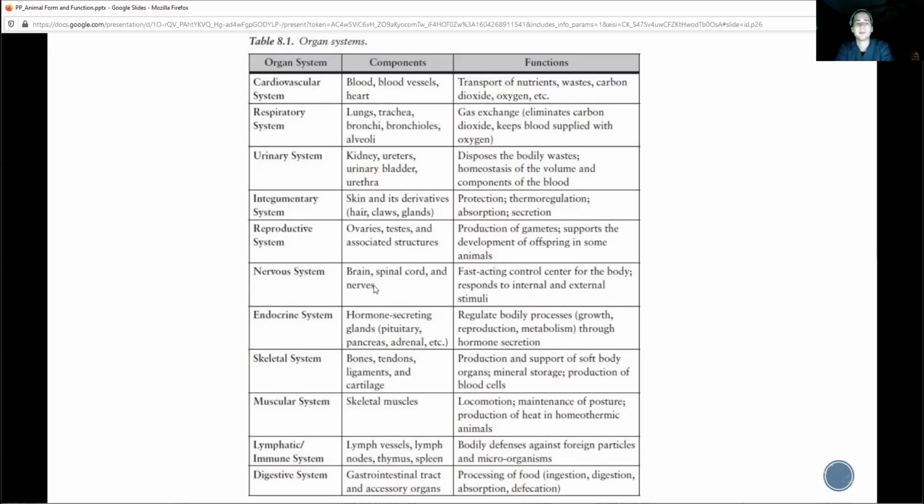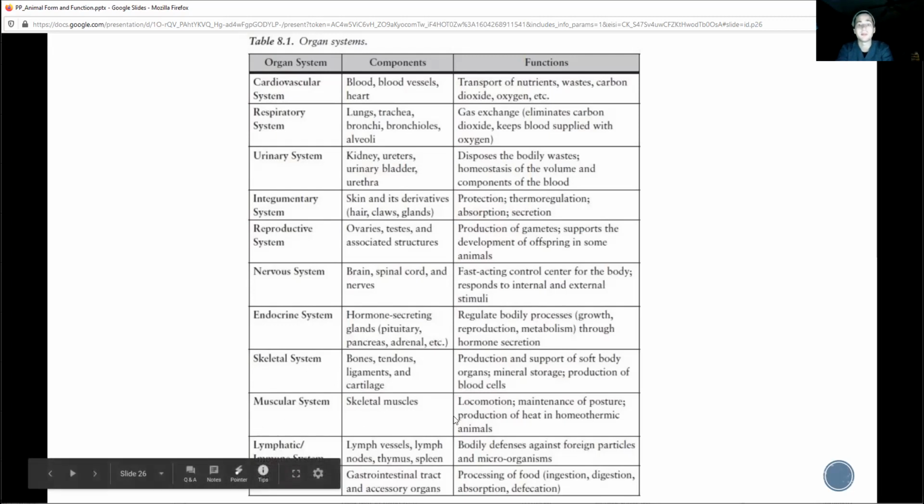Your nervous system, pretty much subservient to the previous. Brain, spinal cord, and nerves. So a lot of matter up here, but also nerves traveling throughout your body to carry those messages coming from your head. Endocrine system, so your hormones. Skeletal system, your bones. Muscular system. That one's pretty straightforward, just like the skeletal system. Lymphatic, so your immune system. And then lastly, your digestive system. Again, pretty straightforward.